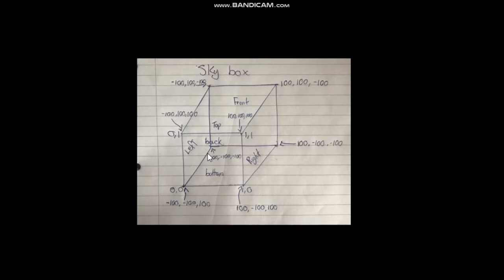You can have higher than 1, and doing so would start to tile the image. So if I had 10, 0, it would create that image 10 times across the bottom of that vertex along here.